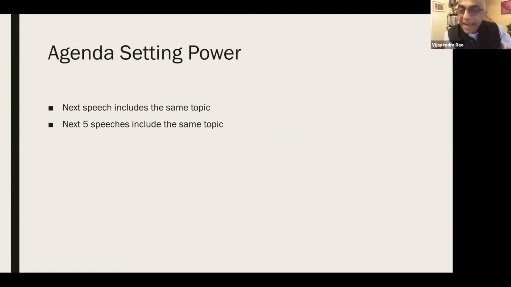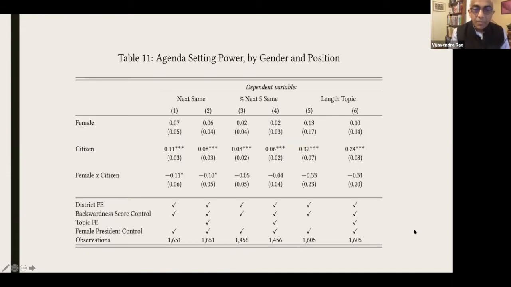Okay, agenda setting power. So we've established that men talk more, and it's coming mainly from politicians, not from citizens. Now, the way we measure agenda setting power is whether the next speech following your speech includes the same topic. That's one measure. The next measure is whether the next 5 speeches include the same topic. We're running a regression here where we're controlling for a whole bunch of things, and we're just going to focus on whether a woman speaks, whether citizens speak, and then we're interacting female and citizen.